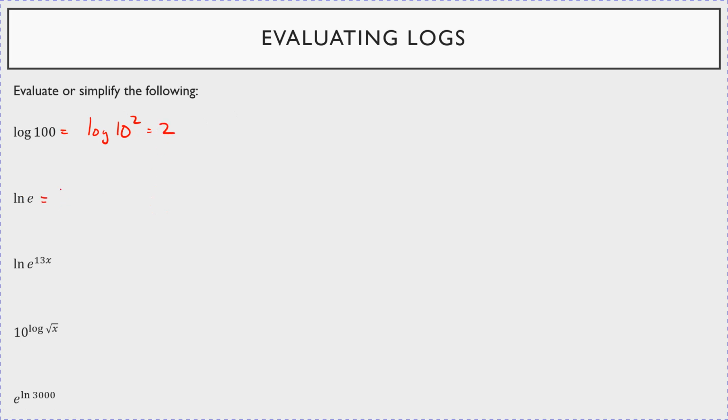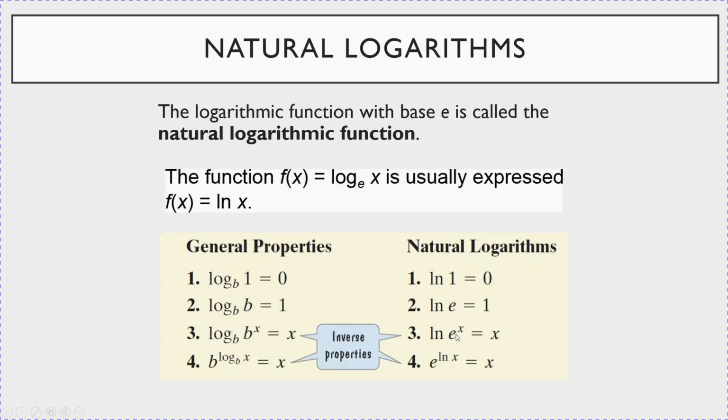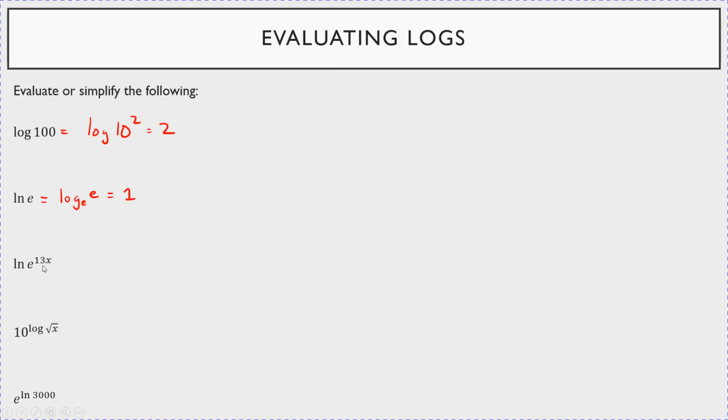Natural log of e, remember, natural log is log base e of e. That just has to be 1. Natural log of e raised to the 13x. Well, look. Natural log of e to whatever the exponent is, it's just that. So this just becomes 13x.